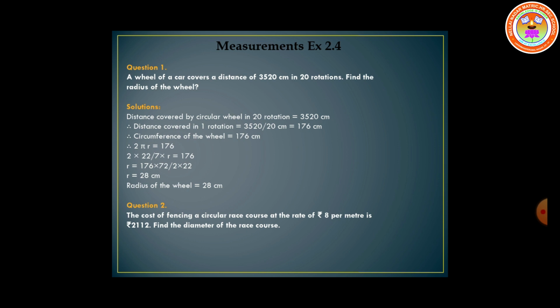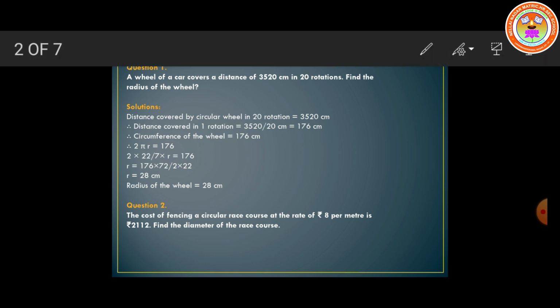The distance covered by the circular wheel in 20 rotations is equal to 3520 centimeter. Therefore, the distance covered in one rotation is equal to 3520 divided by 20. How do you find that? We are going to do division.